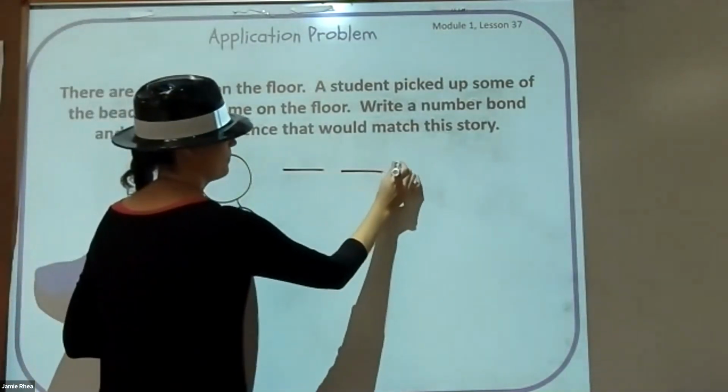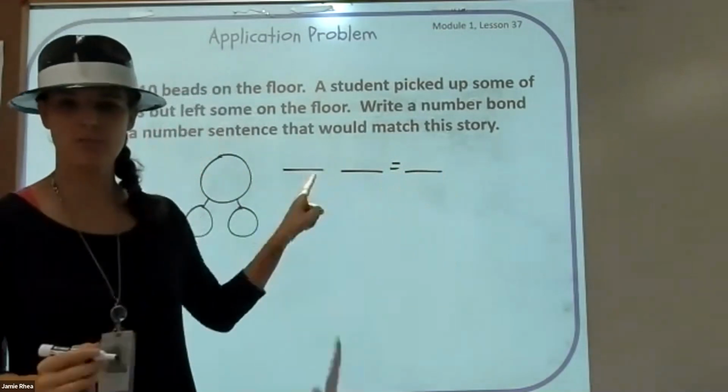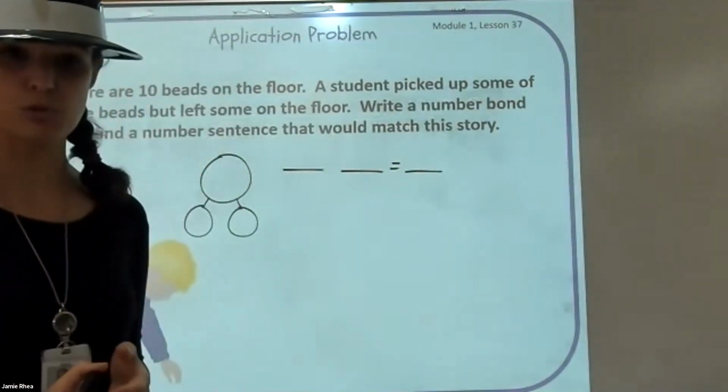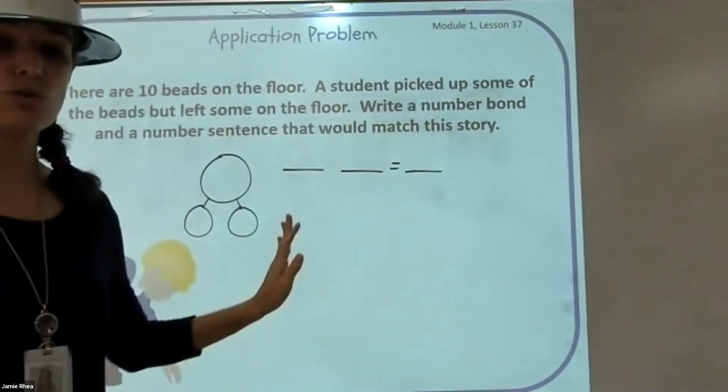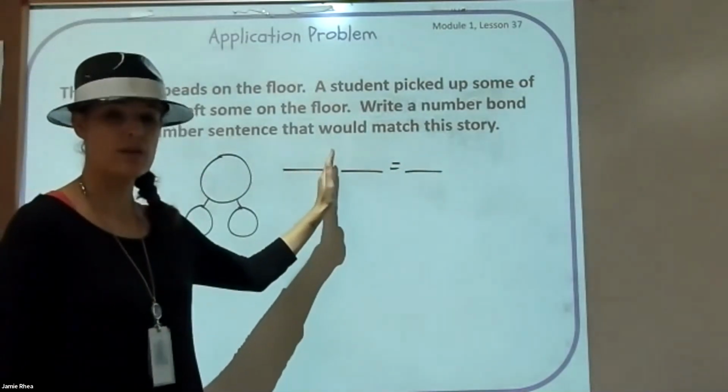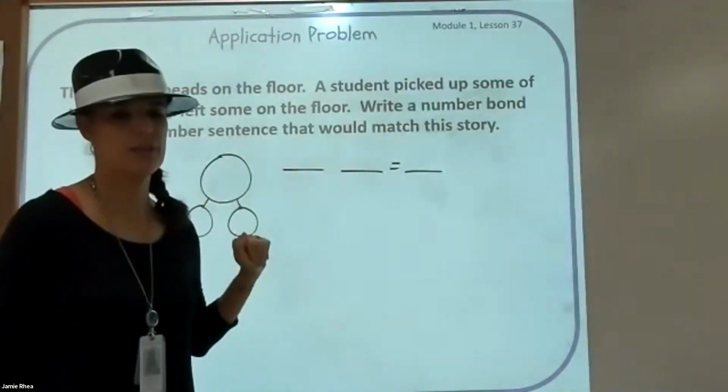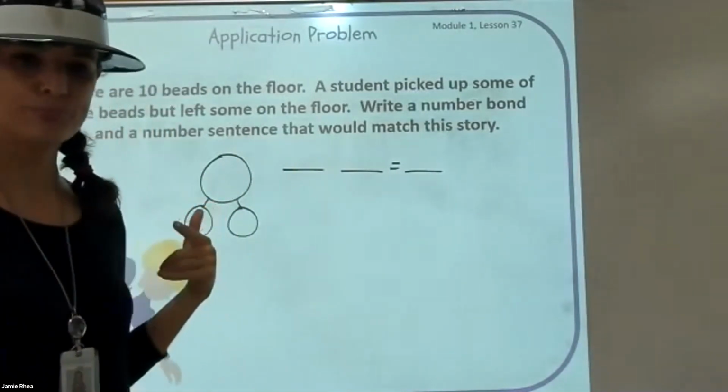Now, I'm leaving this part blank right now because I don't know if it's add or subtract. We haven't looked for our clues yet. So for now, I'm leaving it blank. When I figure out what I'm going to do, then I'll go back and fill it in. So let's go look for some clues.